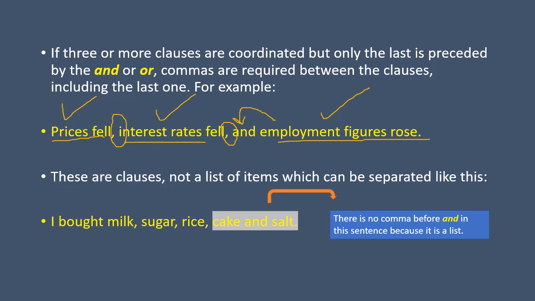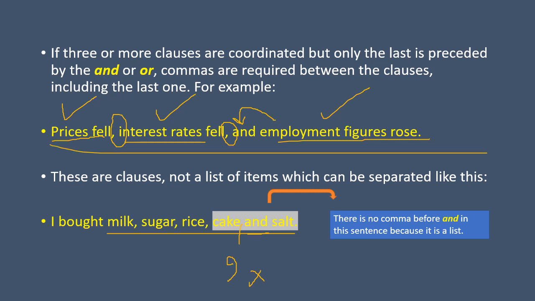So here is a list of items. For example, I bought milk, comma, sugar, comma, rice, comma, cake, and salt. There's no comma before and in this sentence because it is a list. So you could see one, two, three, four, five items have been listed here. The last two items must be separated using and, no comma before and or after cake. So you could ask why there is no comma here. Okay, now here we can see a comma before and, here we don't see a comma before and. The reason is this is a list of items, these are not sentences, and these are sentences. That's why the last one should be separated using a comma and then and.